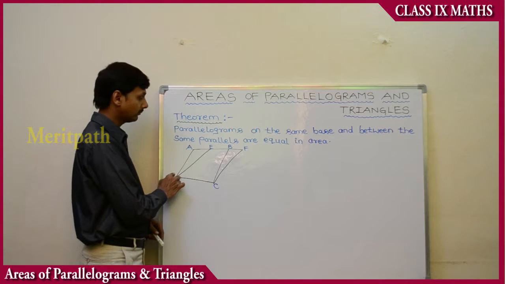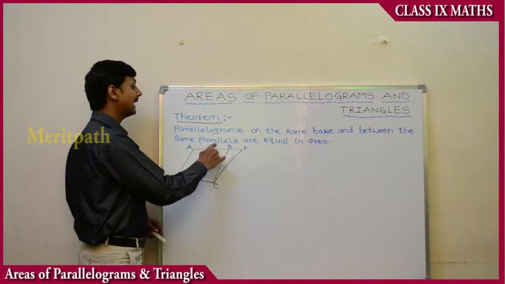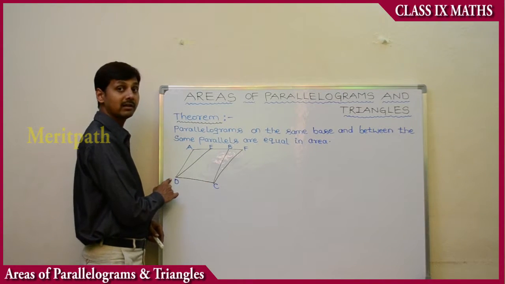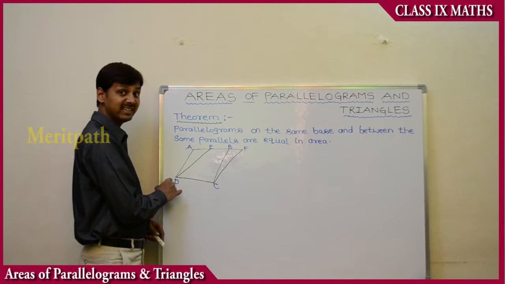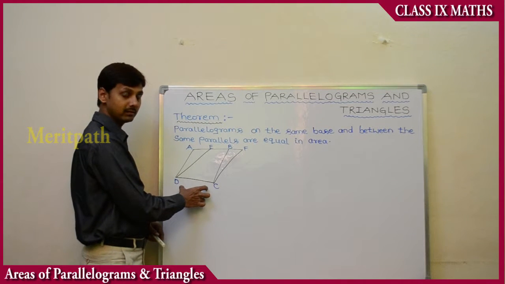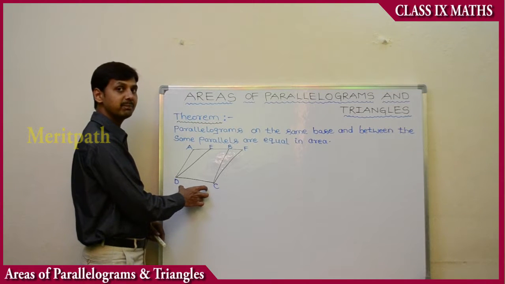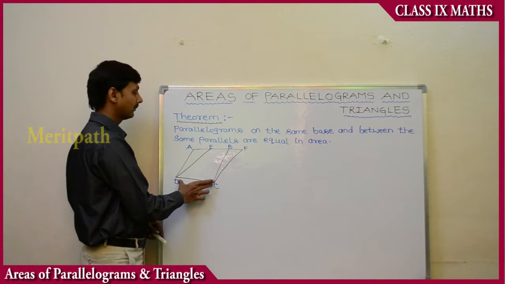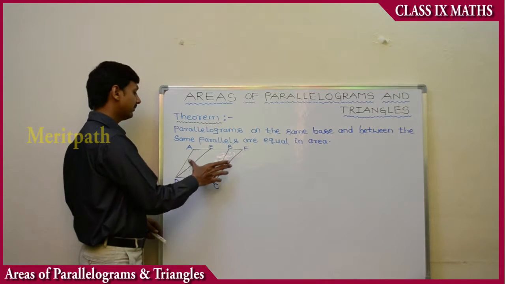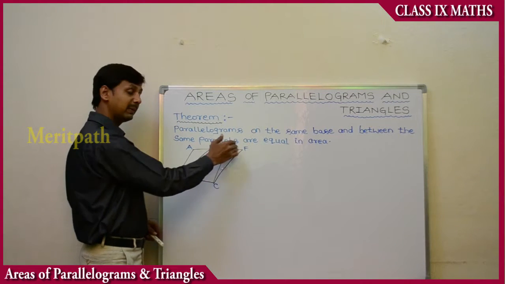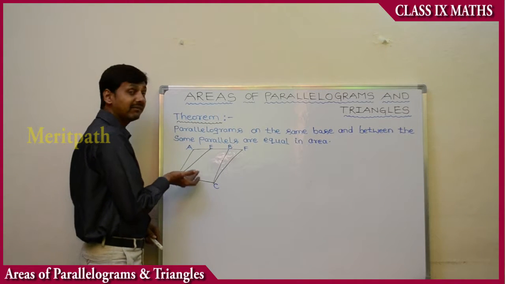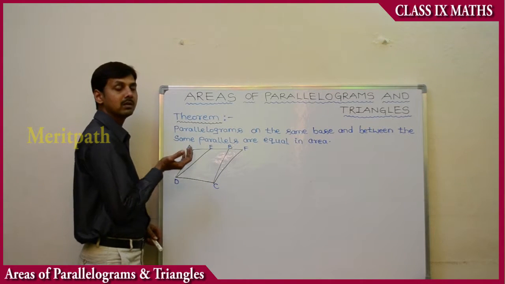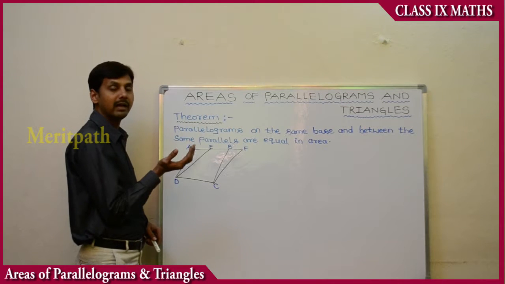ABCD is one of the parallelograms and EFCD is another parallelogram, and they have the same base. CD is the base and they are between the same parallel lines, AB and CD, and EF and CD. So they are between the same parallel lines and they are having the same base. So we need to prove that the two are having the same area.